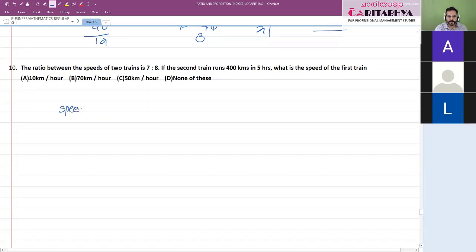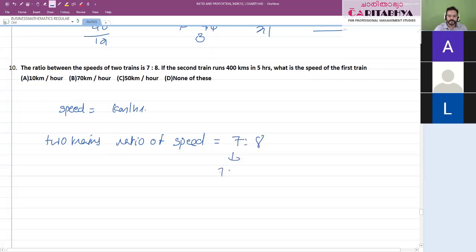Speed in kilometers per hour. So, two trains. Ratio of speeds is equal to 7 is to 8. That means first train the speed 7x, second train the speed 8x. Second train runs 400 kilometers in 5 hours.